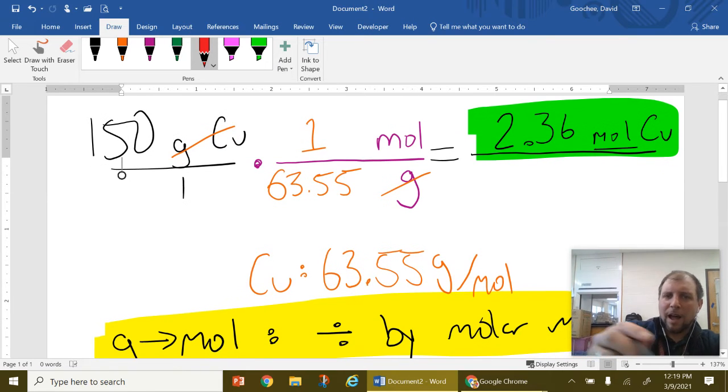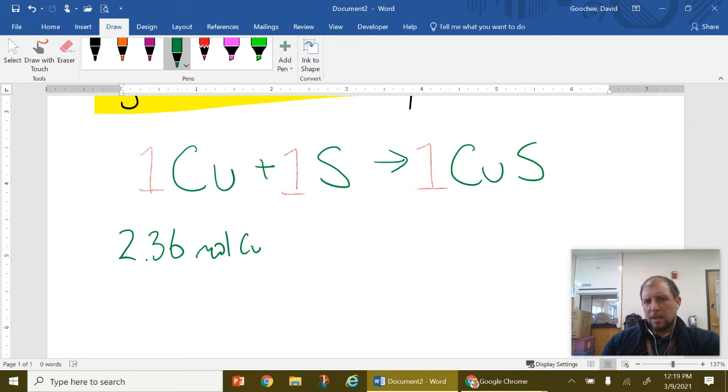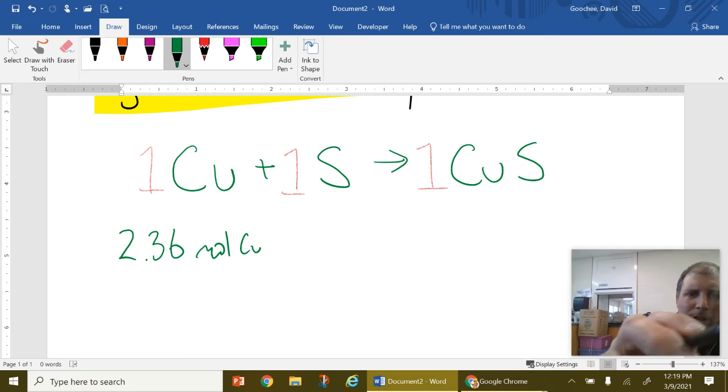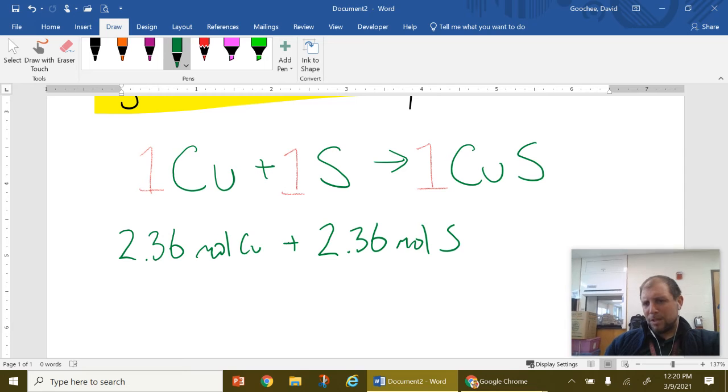Now let's say that I have 2.36 moles of copper. If I wanted to completely react it with the sulfur, well, I would need 1 to 1. I would need the exact same amount of sulfur. I would need 2.36 moles of sulfur because they react in a 1 to 1 ratio. Okay, so now I know I need 2.36 moles of sulfur, but that's a number of sulfur particles, and there's no way I can count that out in a laboratory.